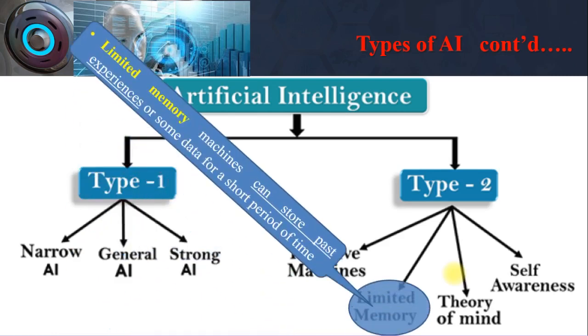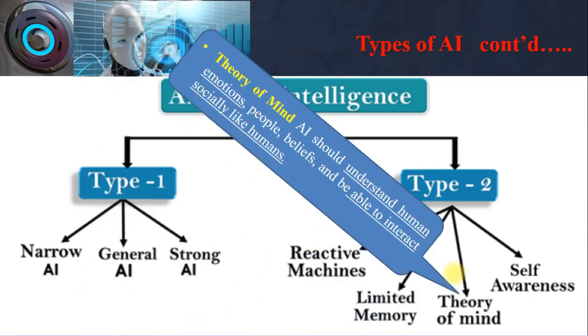In opposite to reactive machines, this limited memory type has the ability of storing. But the point here is that the things they store are used for a short period of time. That means the storage ability is fixed to a short period, and they don't store for a long time. They have the ability of storing, but it is within a short period of time. The other type of AI, according to functionality, is theory of mind.